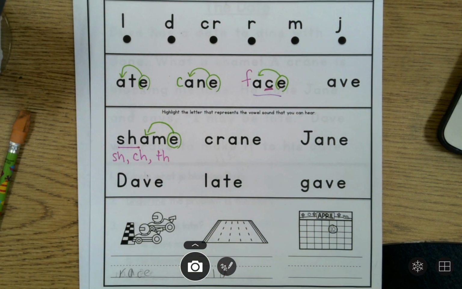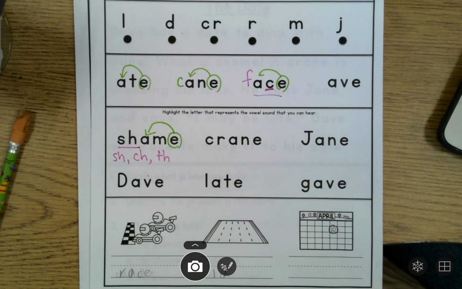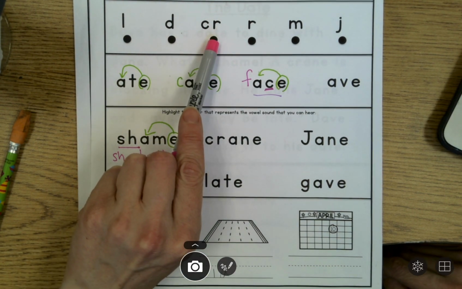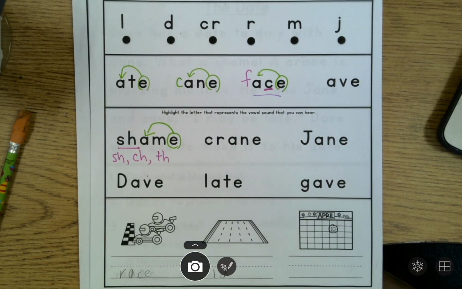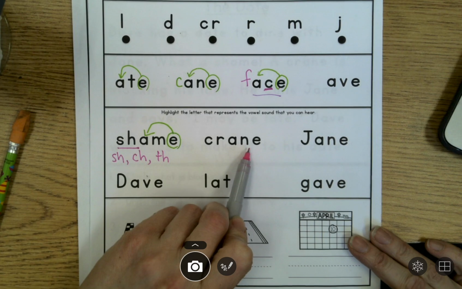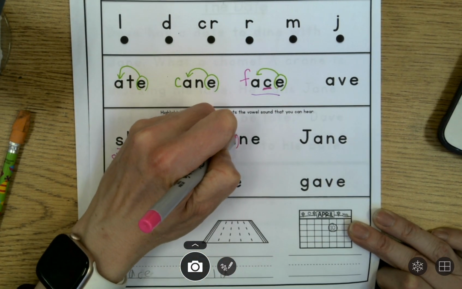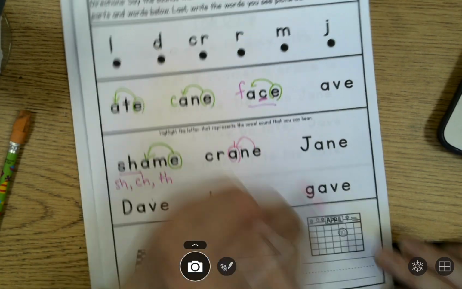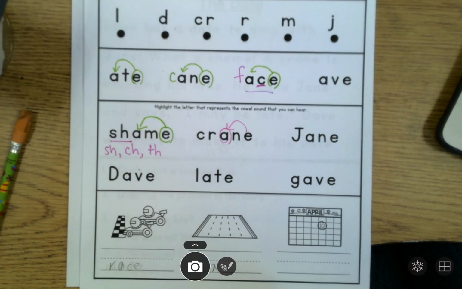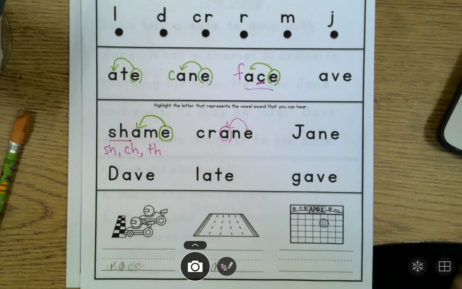All right, try this next one. So the C and the R, remember we reviewed it up here, cr. And the A will say its name and end with an N sound. So crane. Then we have Jane.